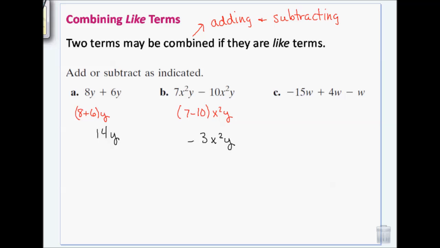Okay. Negative 15 plus 4 minus 1. Right? If there's nothing on there, it's a 1. So negative 15 plus 4 is negative 11. Minus 1, negative 12. Okay, so what you're actually doing is you're adding and subtracting the coefficients. And then the variable stays the same. Or the variable portion, because, right, this is not just one variable, it's a whole section of variables.